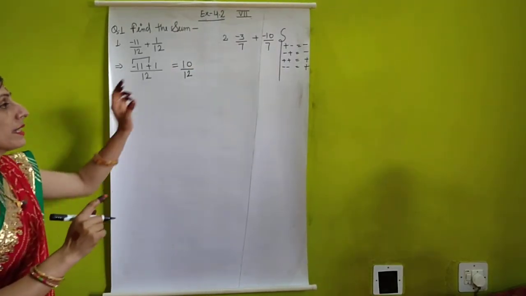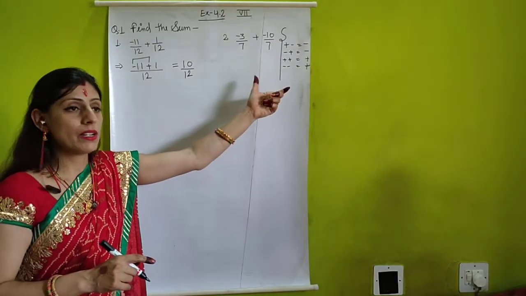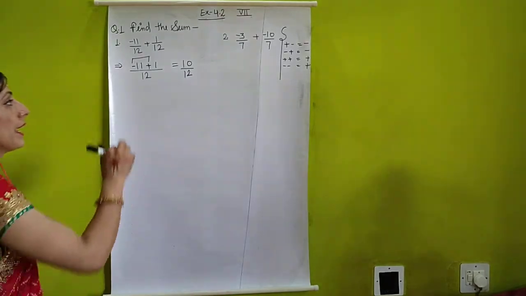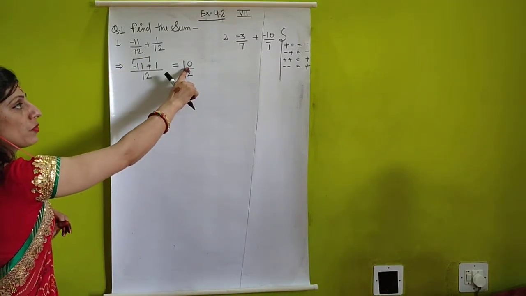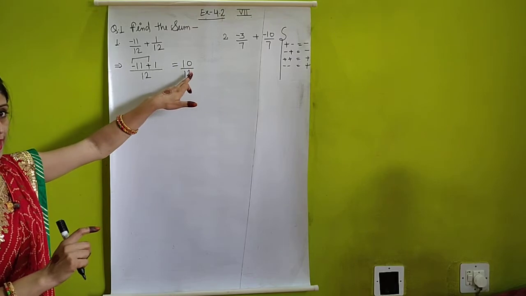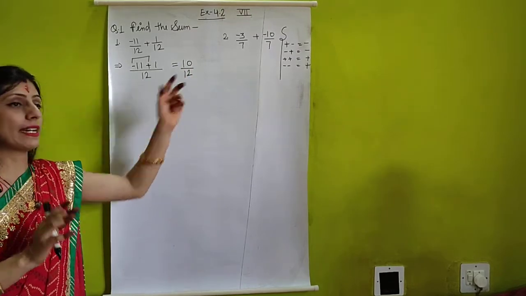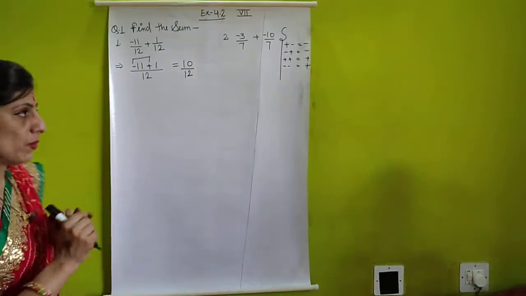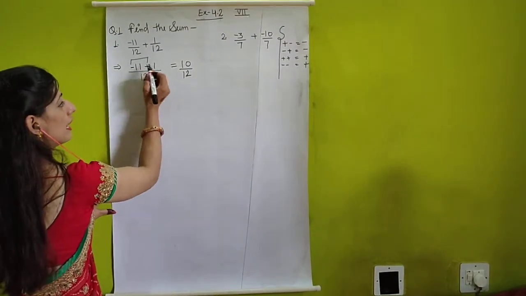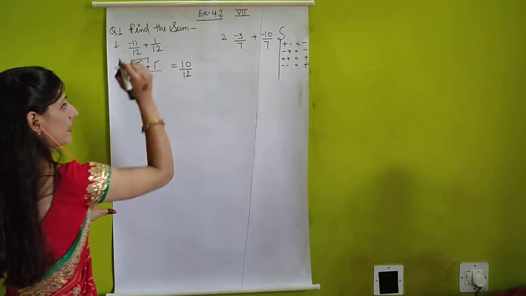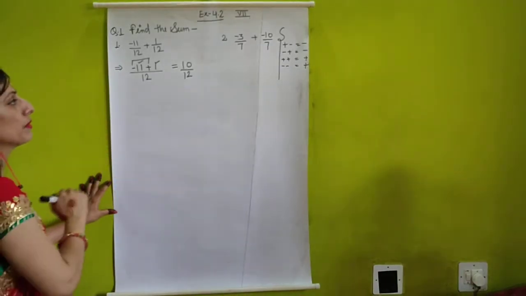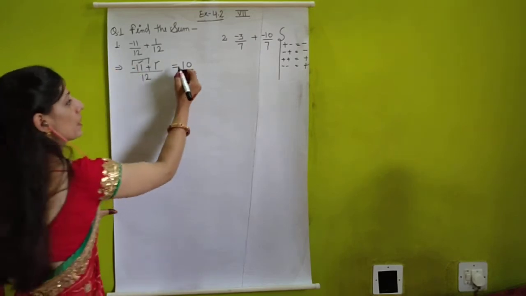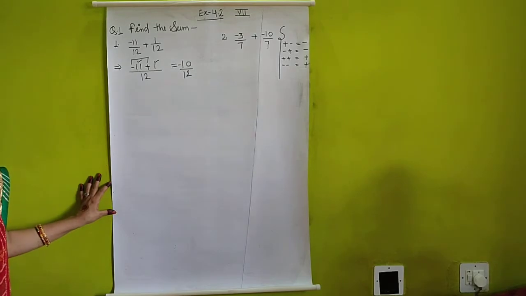Students, now this was the sign for the operation only, not for the answer. Here minus plus, what was minus? So 11 minus 1, 10. Now what about the sign of 10? Will the sign of 10 be positive or negative? For this, students, we will check the sign of the greater number. Here 11 and 1. Which number is greater? 11 is greater. So the sign of 11 will come with the answer. So minus 10 upon 12 will be your answer.